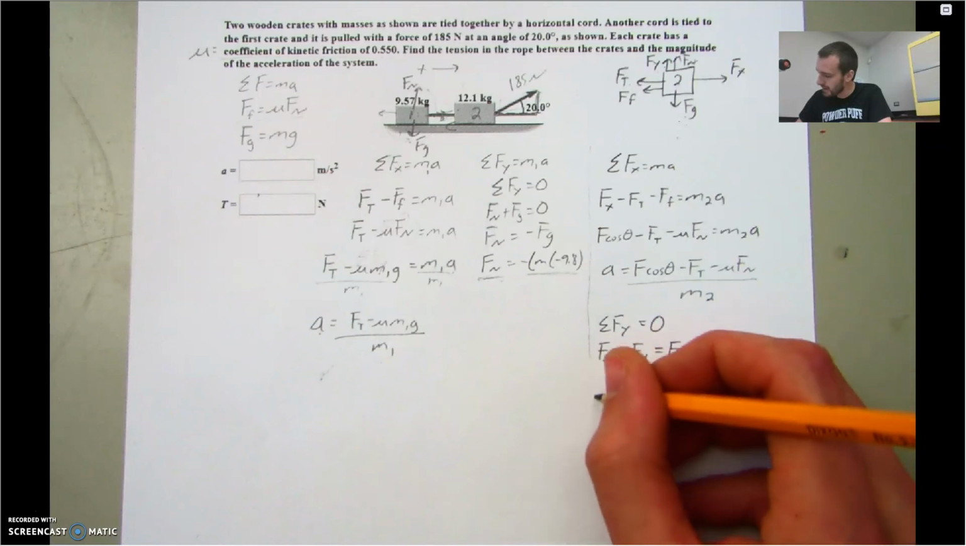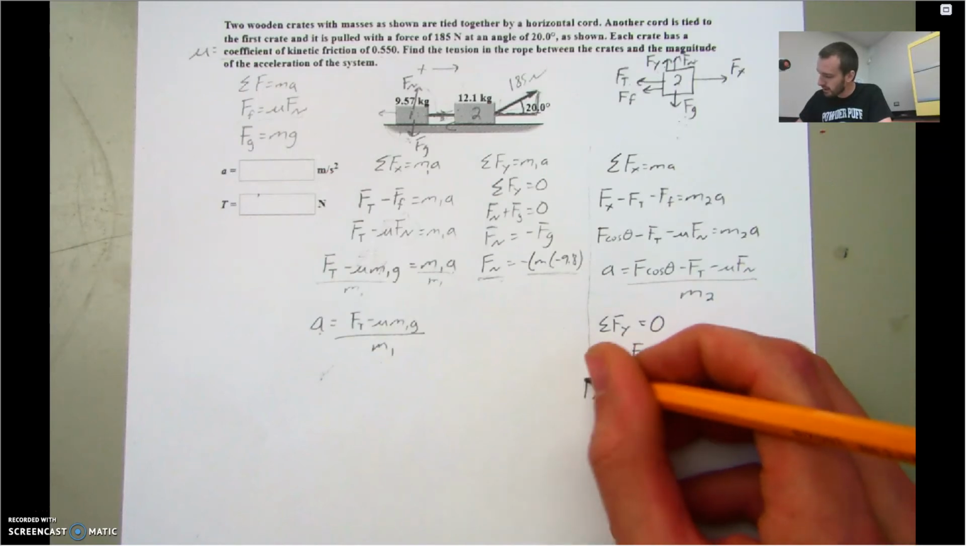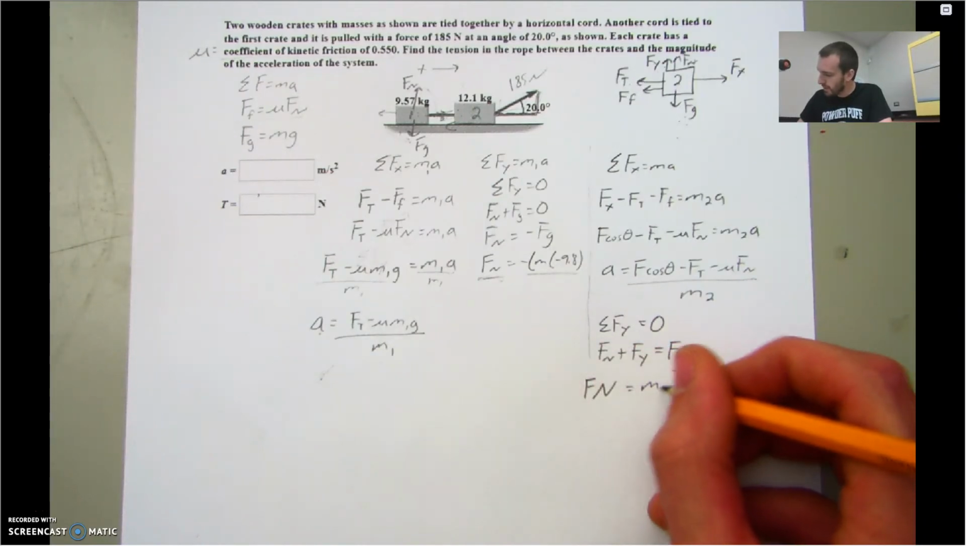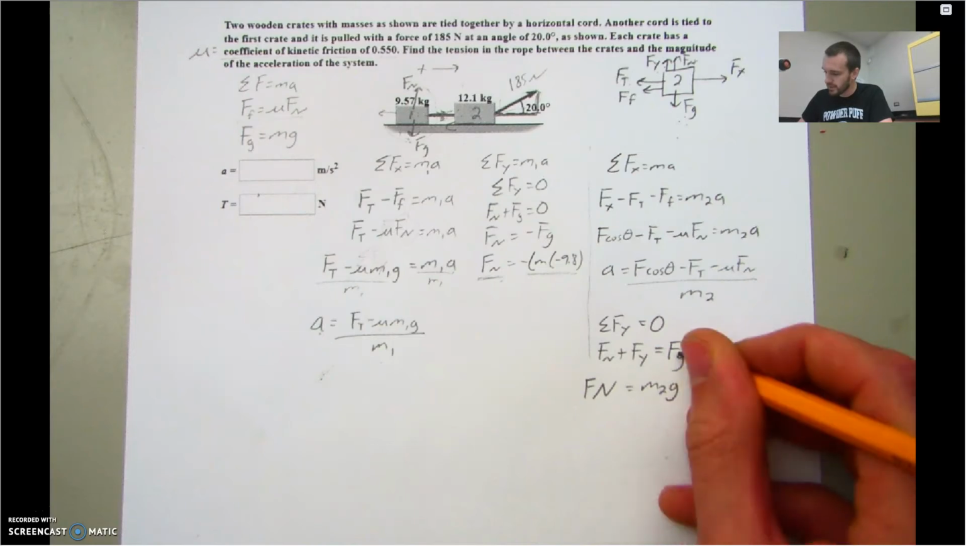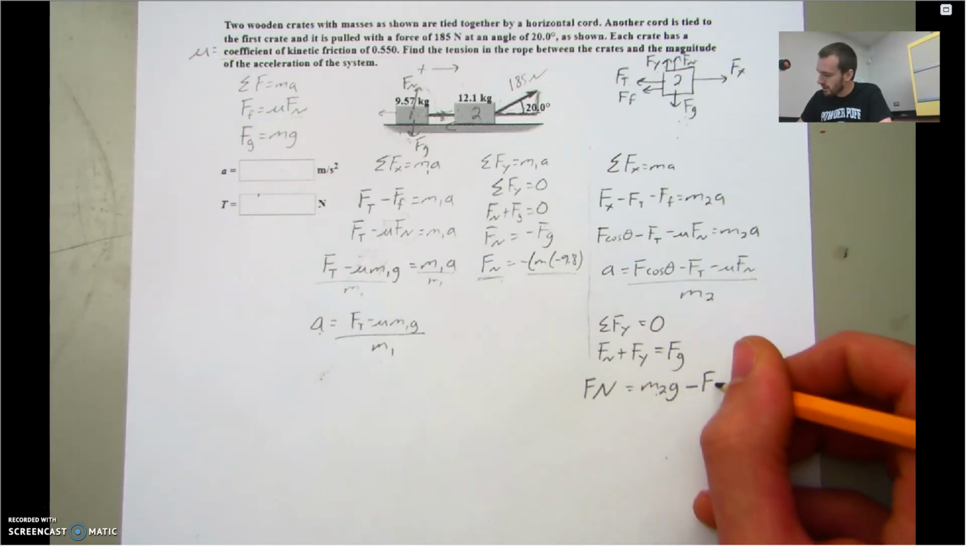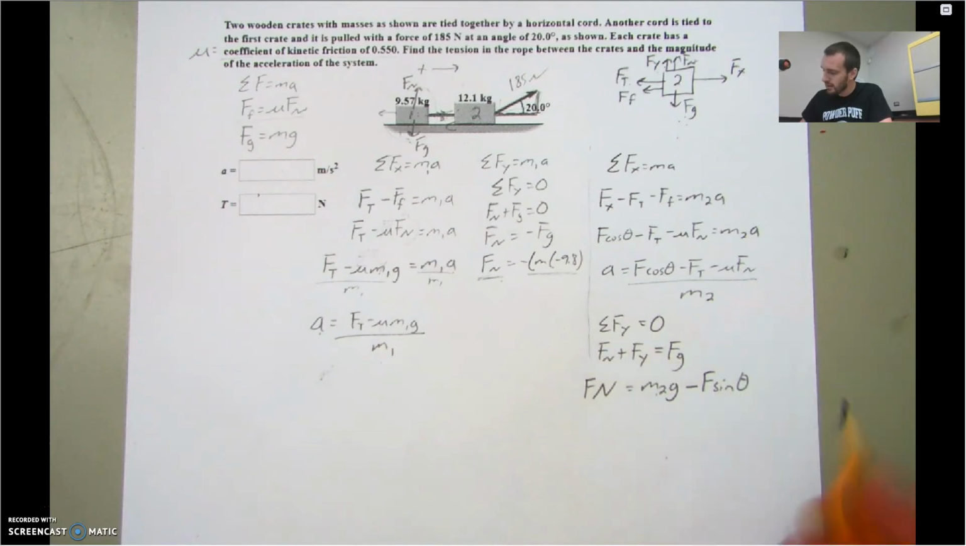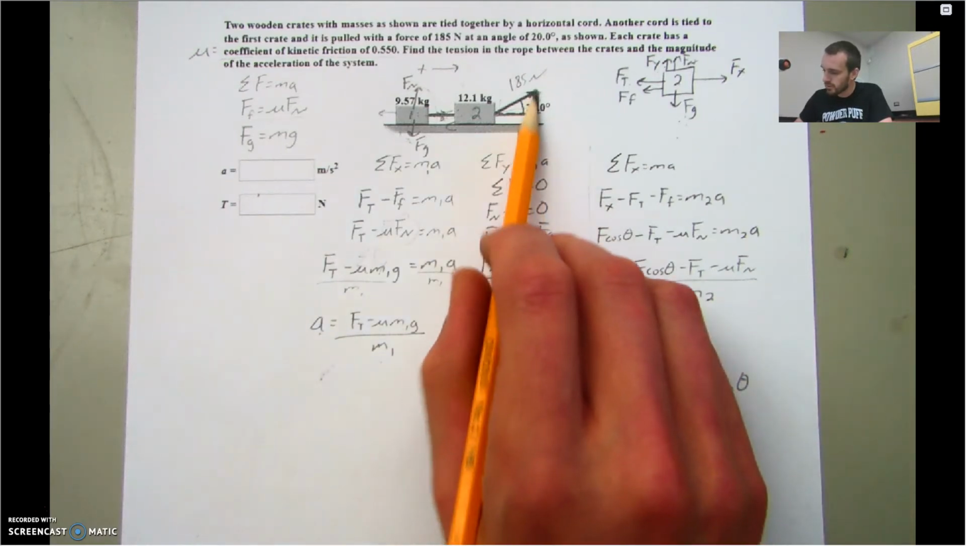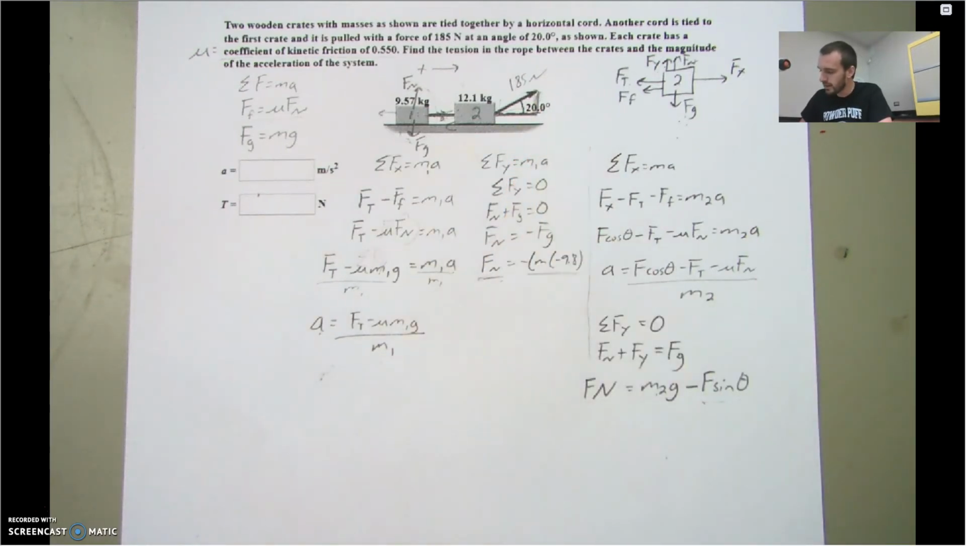And the nice thing about that is if I solve for Fn, that's going to be equal to m2g, notice I specified because we're considering the second block, minus F sine of theta. Fy, the y component of this force, would be F sine of theta, using trig.